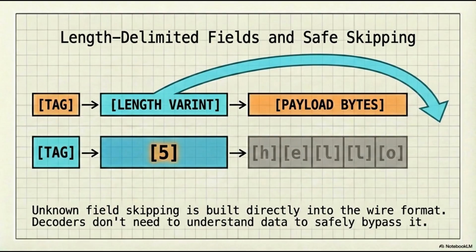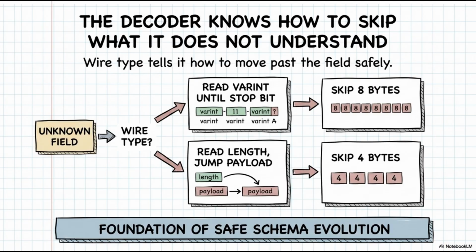Wait, the structure here is actually a massive superpower for the decoder. How so? Well, because it's length delimited, a decoder doesn't have to parse the payload to know where it ends. It can just look at the length varint and jump completely over the payload without needing to parse it. Yes. You just touched on one of Protobuf's most powerful features, unknown field skipping. And it works for all the wire types, not just strings. The wire type itself tells the decoder exactly how to skip data it doesn't recognize.